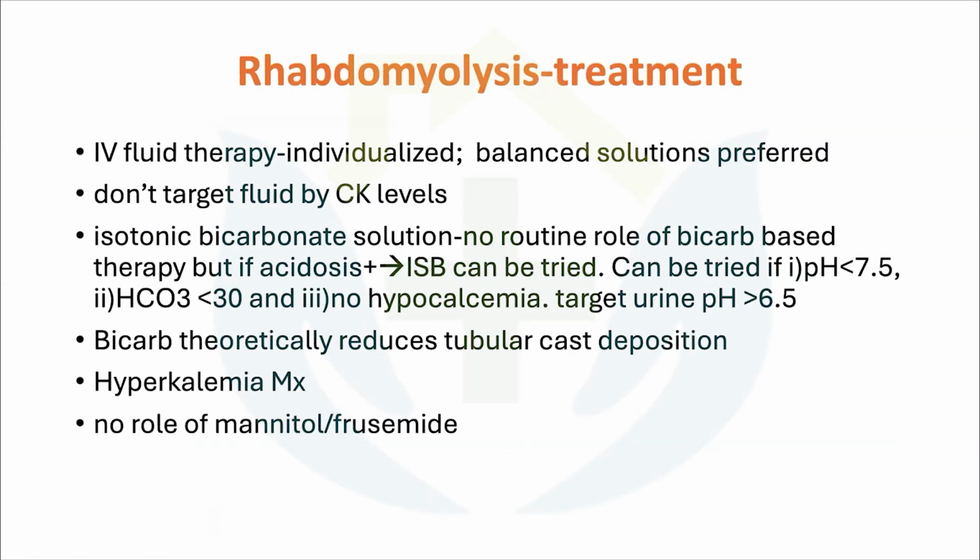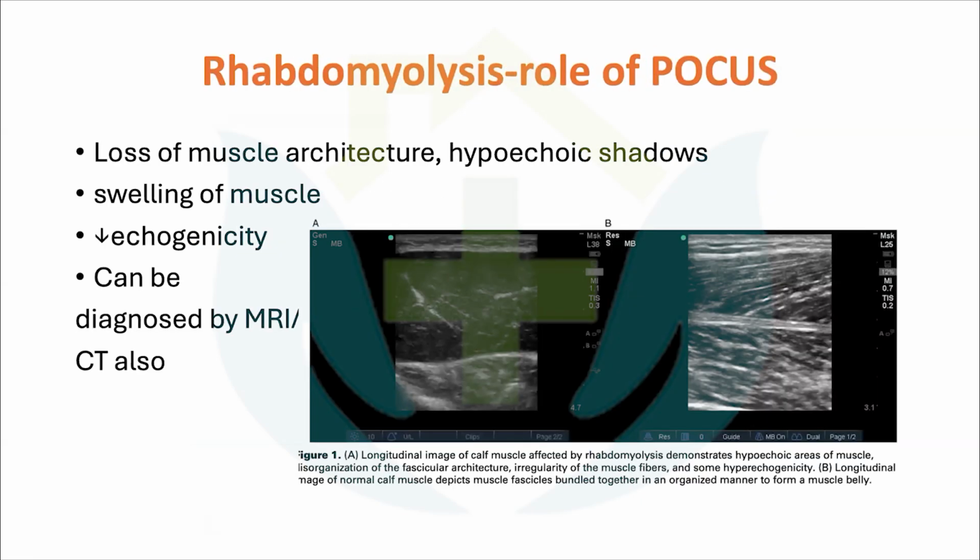Now coming to the role of POCUS. It is an interesting thing. It is not mentioned in most of the literature: can we use ultrasound to diagnose rhabdomyolysis? Absolutely yes, we can use it. There is a case, which I have taken from a case report, where a patient came with AKI and hyperkalemia and they were unable to initially diagnose the cause of it.